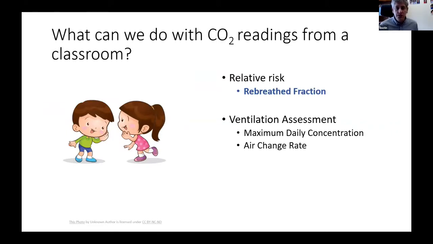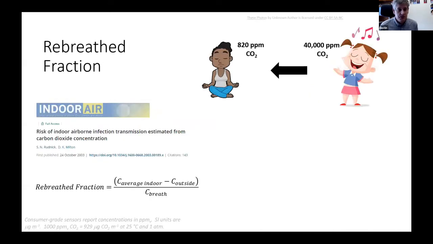So what can we do with these CO2 readings in the classrooms? How do we identify poorly ventilated classrooms? There are 3 potential approaches we can take. The first one deals with how much air we rebreathe that has previously been in other people's lungs. This is what we call the rebreathed fraction, and we can use CO2 to determine the fraction of air that we're rebreathing.